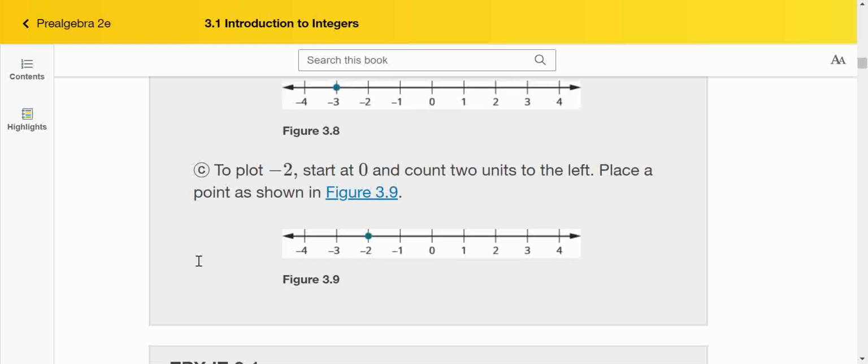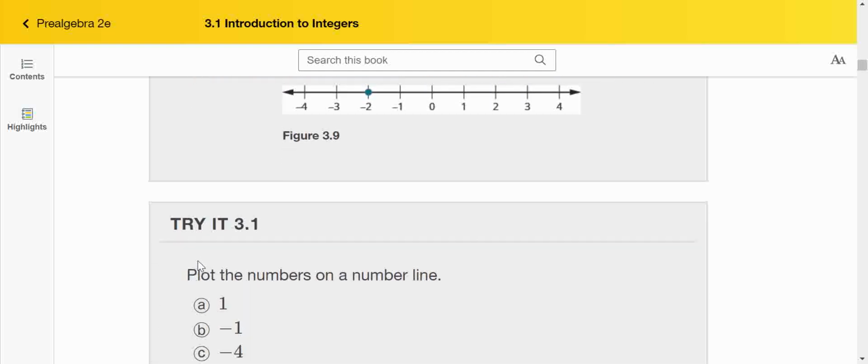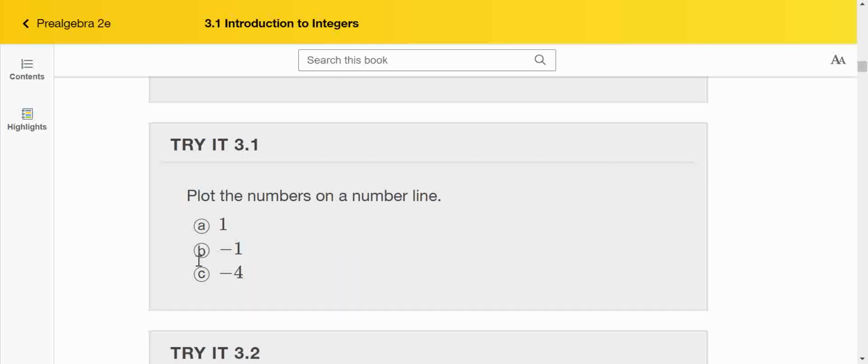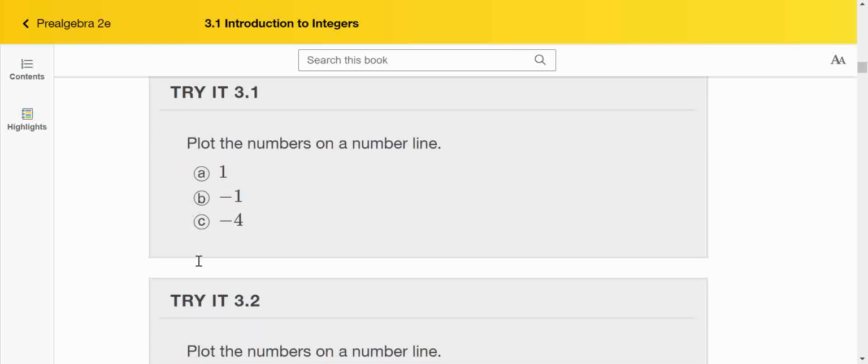And there you have it. If we have some problems, try it 3.1, plot the numbers on a number line, and you can try these at home.